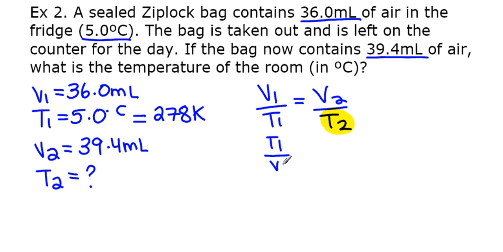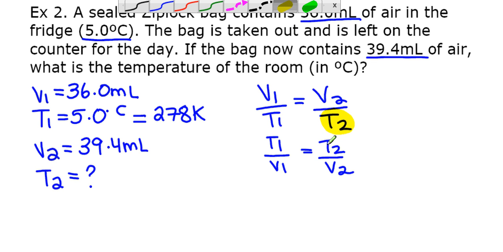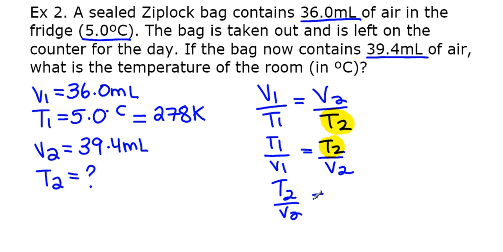T1 over V1, T2 over V2. You have to do the same to both sides of your equation. So if you do that, that's great. Now we have our variable, the T2, in the numerator. But then we can use our same trick just to flip your equation side, like we did the last time, T2 over V2, T1 over V1.